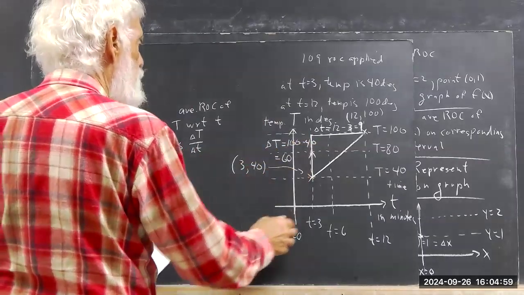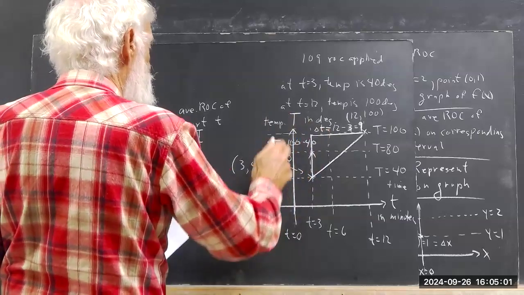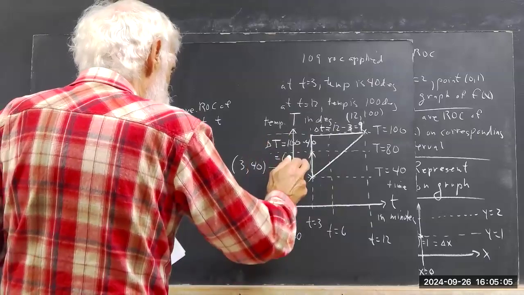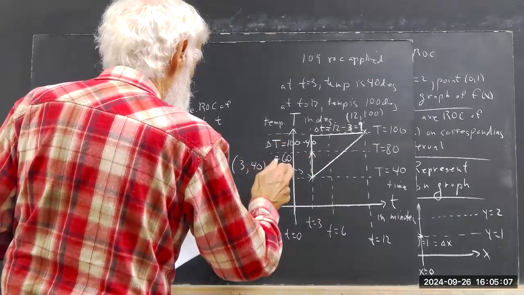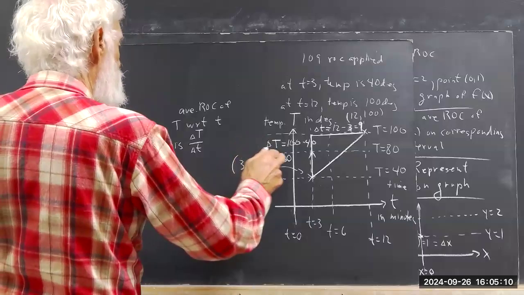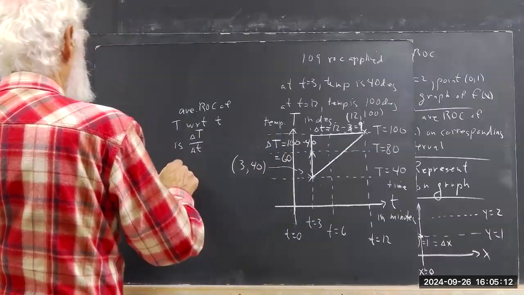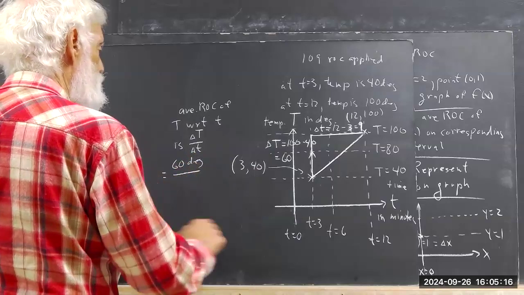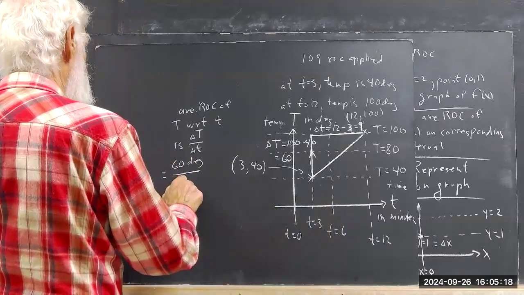Now that's on the graph, where the graph tells you that big T is in degrees and little t is in minutes. If I take this information from the graph, delta big T equals 60, which means delta big T is 60 degrees and delta little t is 9 minutes.